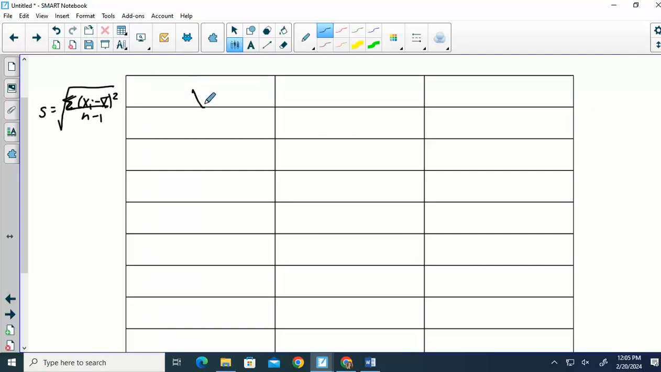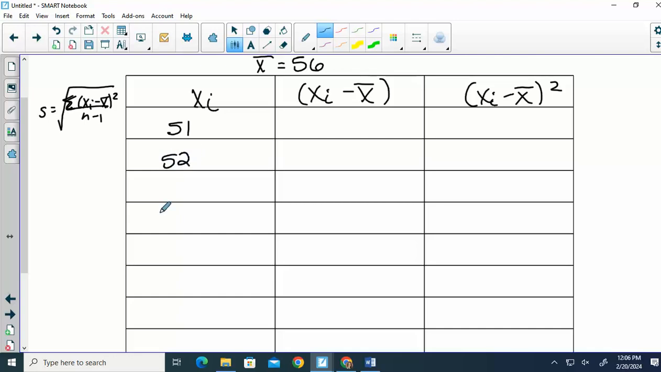So we'll make a column for our x's. Then we'll do our x minus the mean. And then we will square that value. We found our mean to be what on part A? 56. So our x's. And you could put them in order or do them, it doesn't really matter. So I'm just going to put them in numerical order. Did you guys do that, or did you do them in the order on the table? Okay. Do you want me to do it in order on the table? Does it bother anybody? Okay.